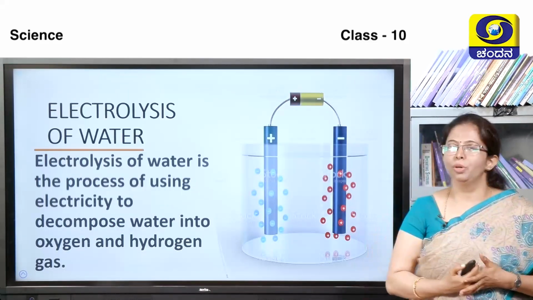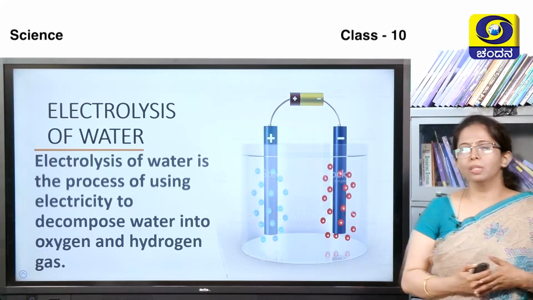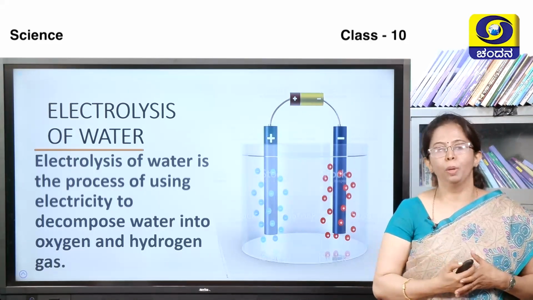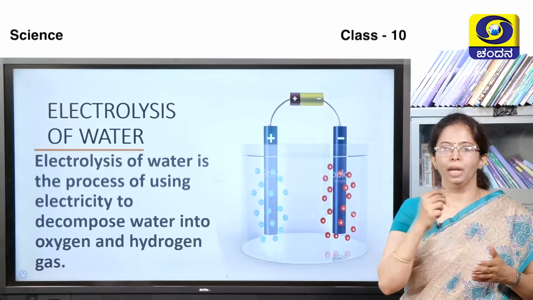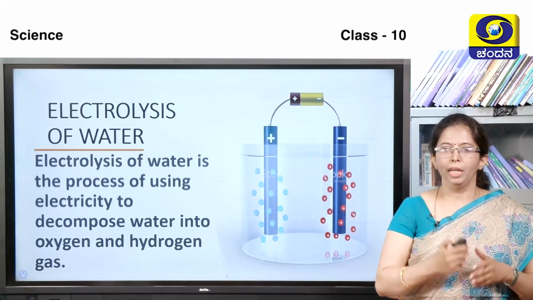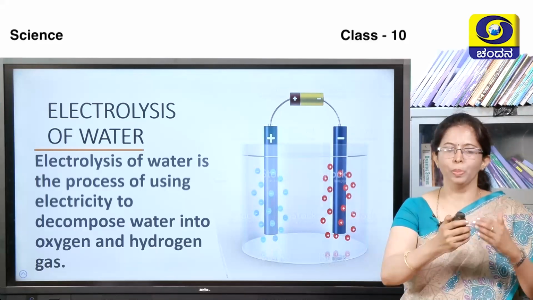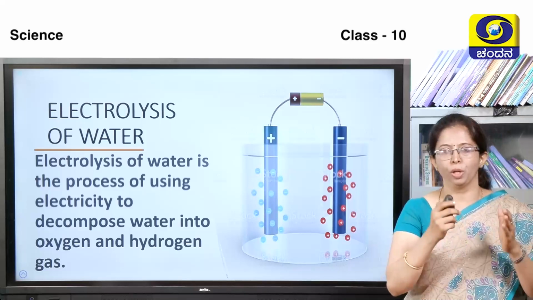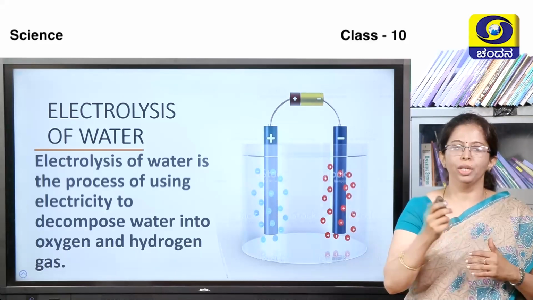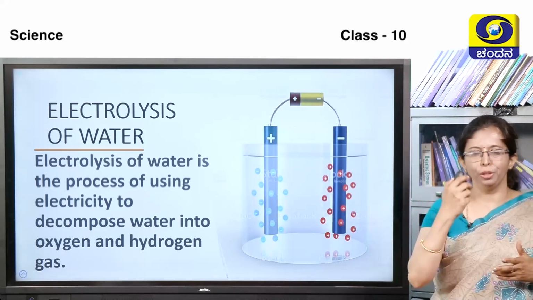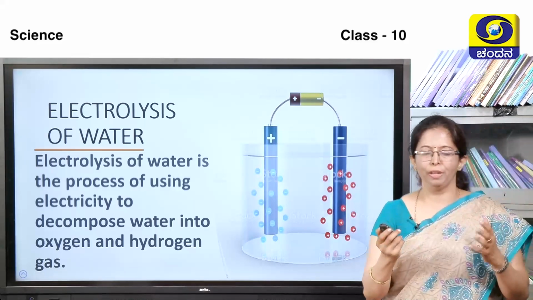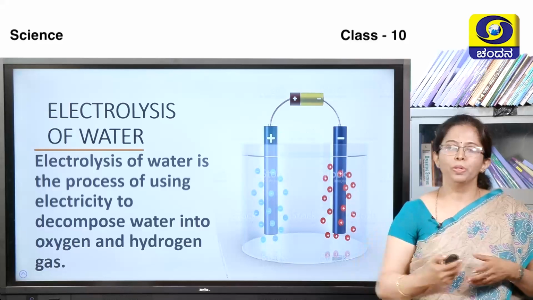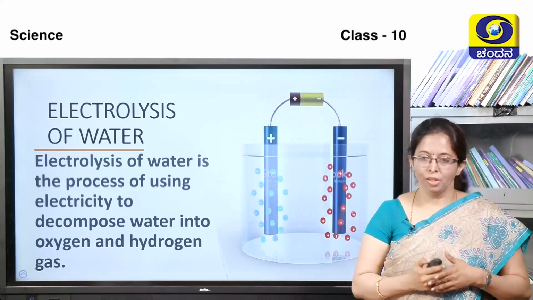Next one, electrolysis of water. Electrolysis of water is a process of using electricity to decompose water into oxygen and hydrogen gas. Electro means electricity, lysis means breakdown. What are we breaking down? We are breaking down water into its constituent components, hydrogen and oxygen. I already told you it is an important elixir of life without which no life can exist on this planet Earth, and here it decomposes into hydrogen and oxygen gas.